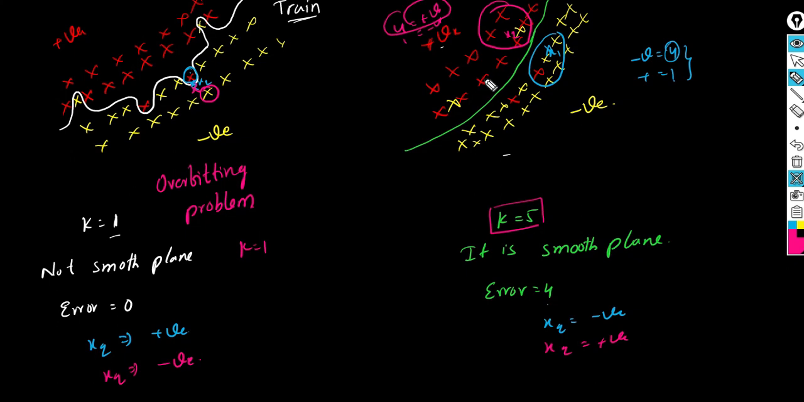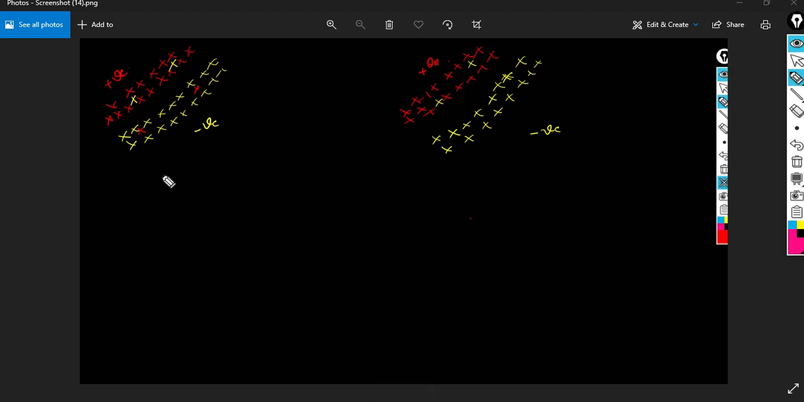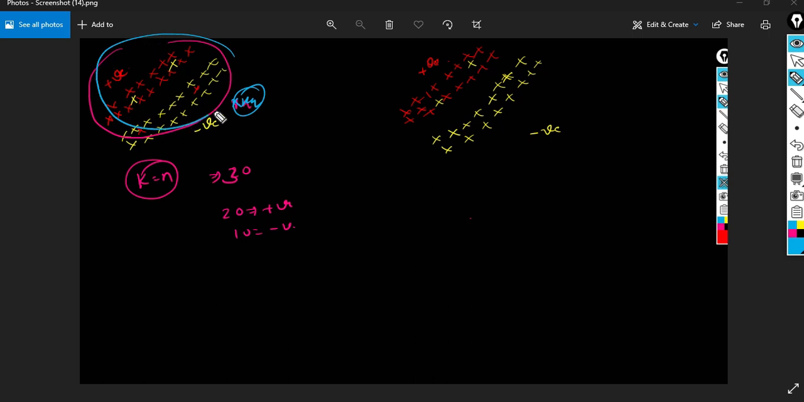What will happen if we consider a higher k value? Let's consider k is going to be the number of points in the data. Let's suppose in the data we have 30 data points, where 20 belong to positive points and 10 belong to negative points. Even if you give a query point xq, at that time it looks at all the points in the data and uses the majority technique.